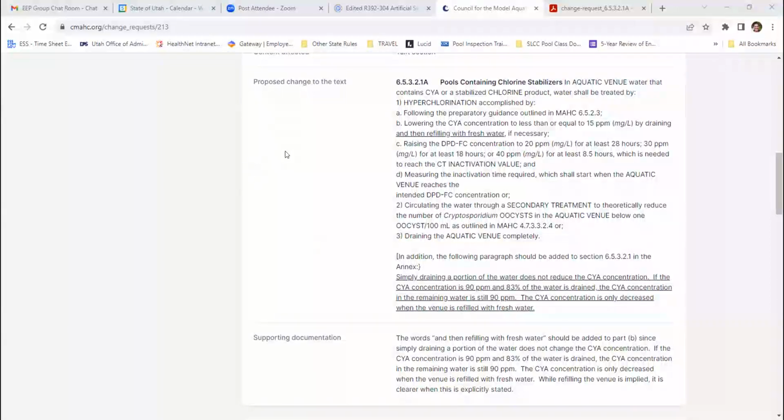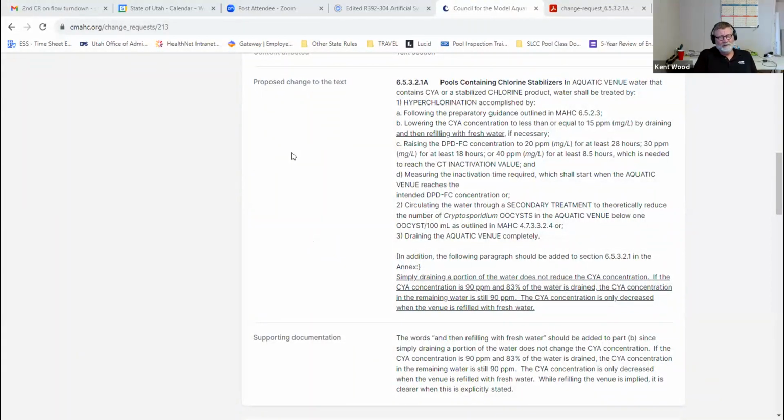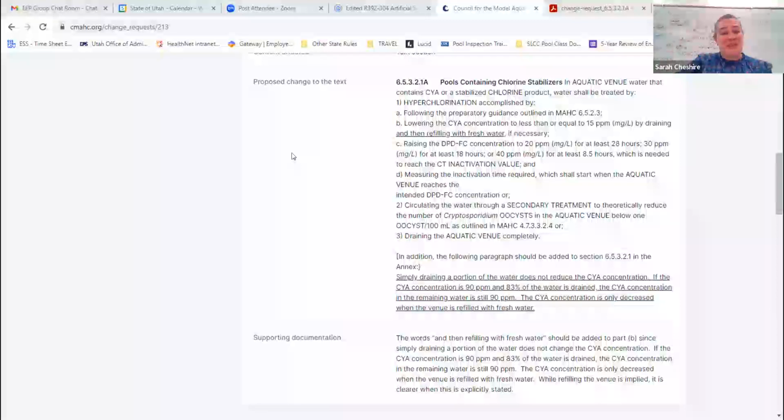That's a good point too, Kent. Yeah, that you can't be draining versus filling. You've got to drain and then refill, so you don't want the autofill going at the same time. Yeah, I think that's a good valid point.